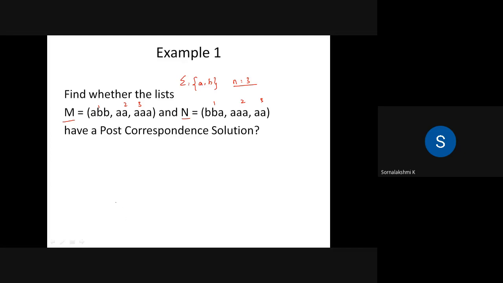Remember, if the LHS has the order 3, 3, 2, 1, it is x3, x3, x2, x1, and then in the RHS also you should arrange in the same order. So by arranging M and N in some order, if you are able to get the same string as output, then these two lists have a Post Correspondence solution. One more thing to remember: repetition is allowed. You can place a string any number of times at any positions.